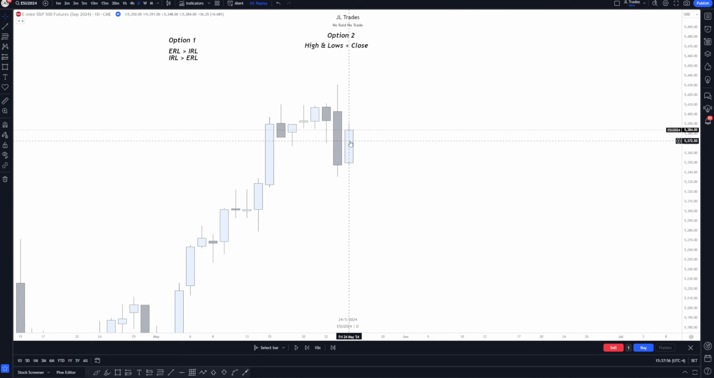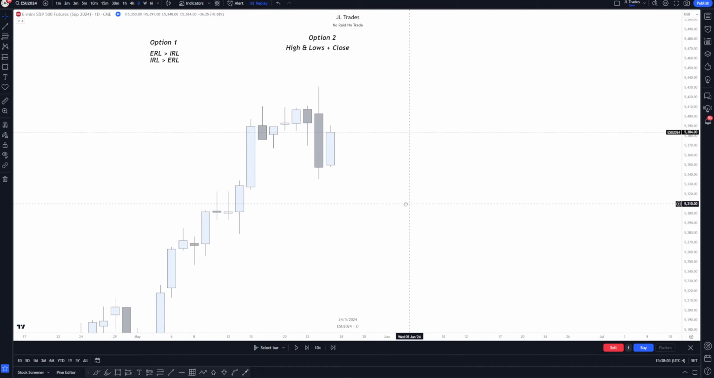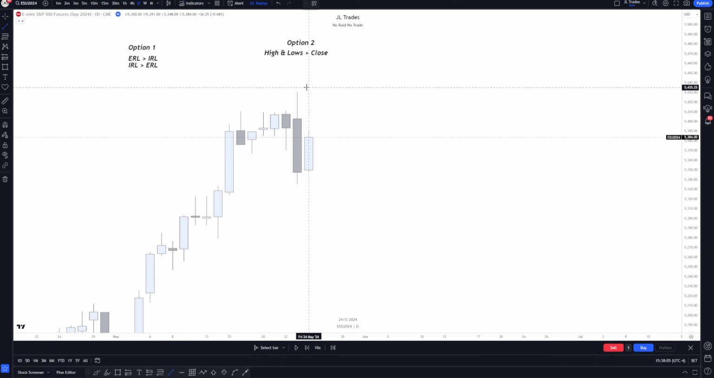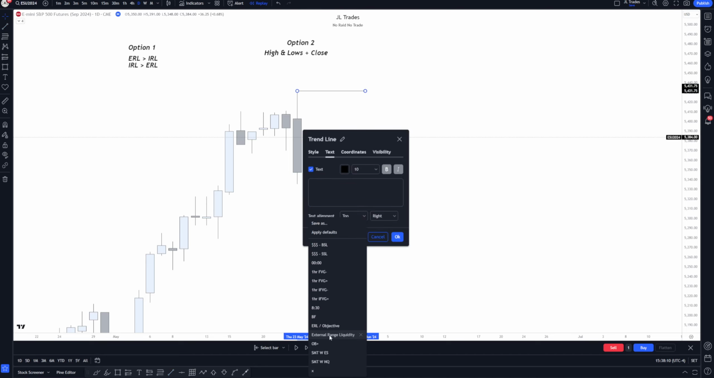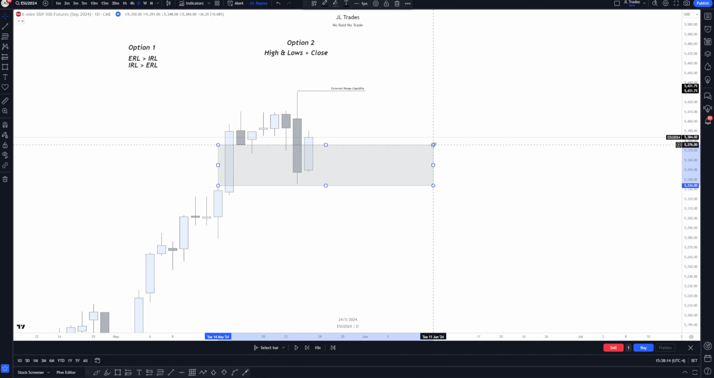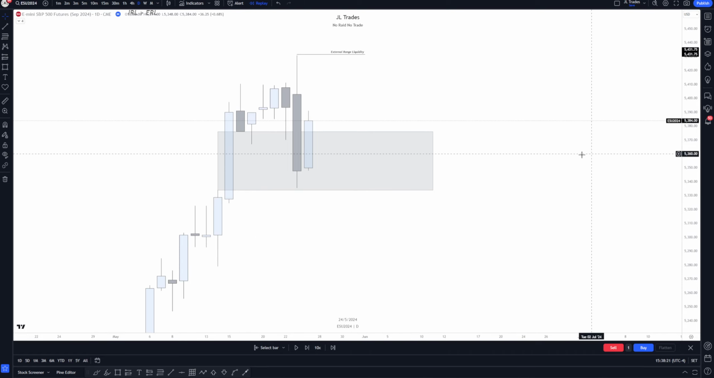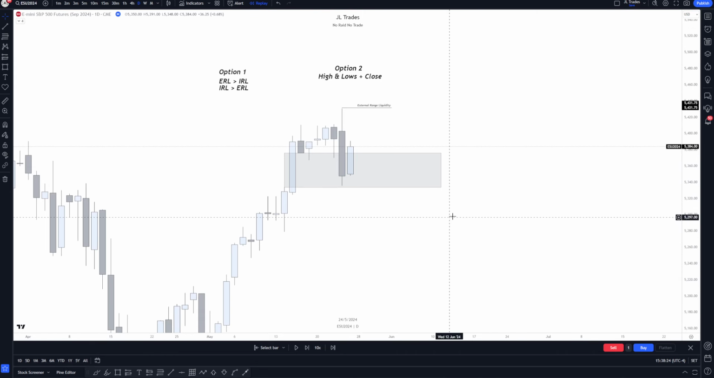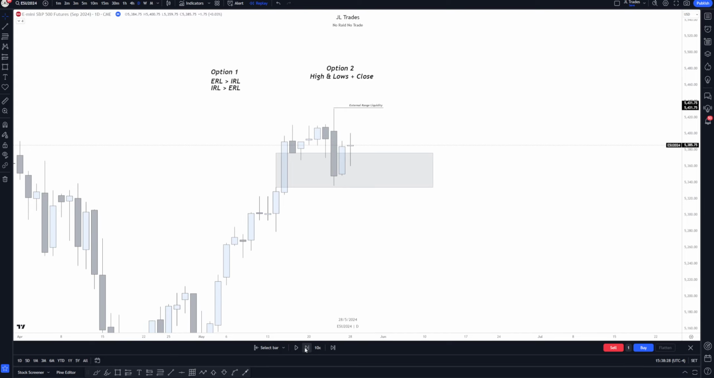Well, it's a Friday. The next trading day would be Monday, and if I was using internal to external liquidity, I would be expecting price to go to here because we're in a bullish FEG. So that's what I would be expecting to happen. Okay, so let's say I would skip the Monday, so we'll see what Monday does.